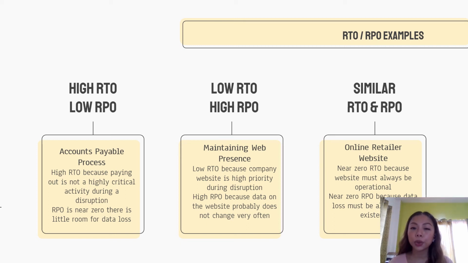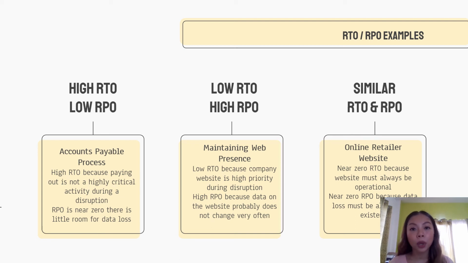The opposite is true in maintaining a web presence. In the event of a disruption, restoring the company website is a high priority, so the RTO is almost immediate. However, the data on the site probably may not change very often, maybe once a week or once a month, so it's less critical to guard against data loss, resulting in a higher RPO.